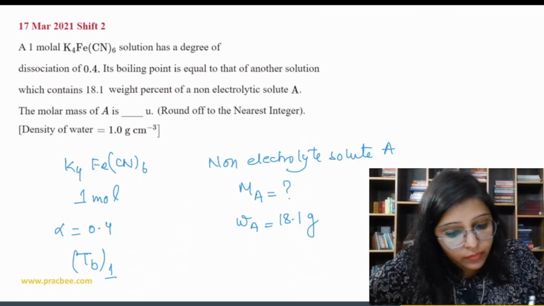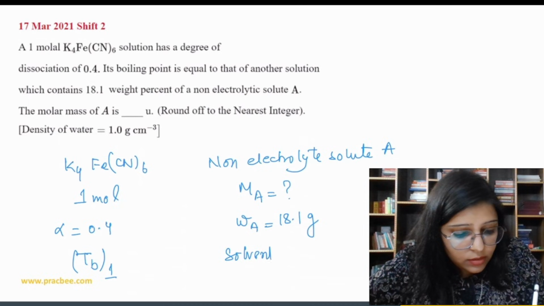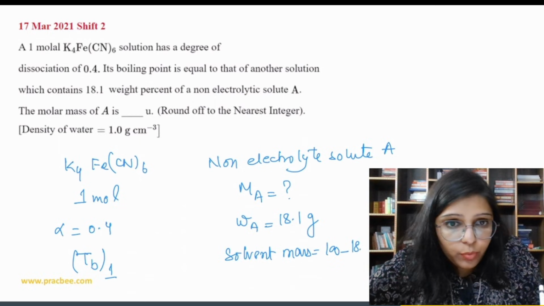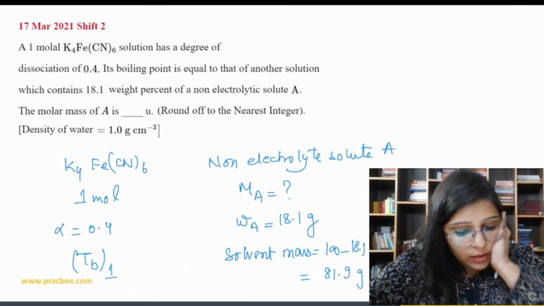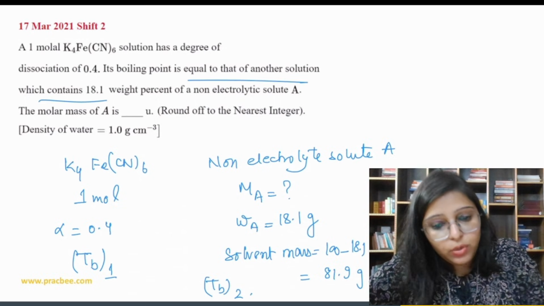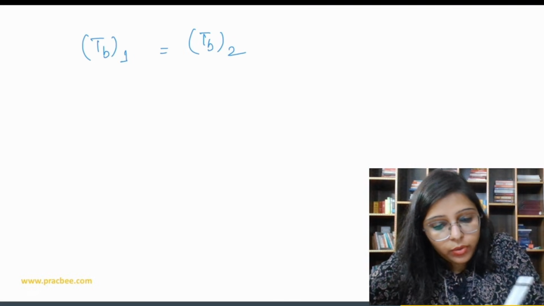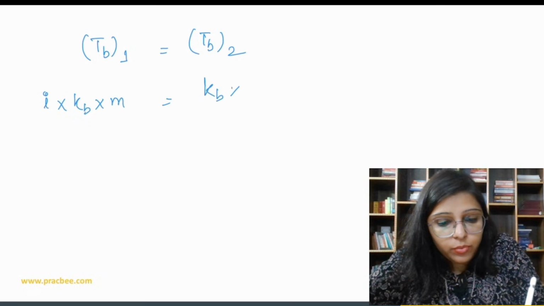Then if it is 18.1%, that is the given mass of A. So the solvent mass is 100 minus 18.1, which is equal to 81.9 gram. Okay. Now here we have TB2. Now the question says the boiling point is equal, right? So basically TB1 is equal to TB2. So here we write i into KB into m, and here we write just KB into m.